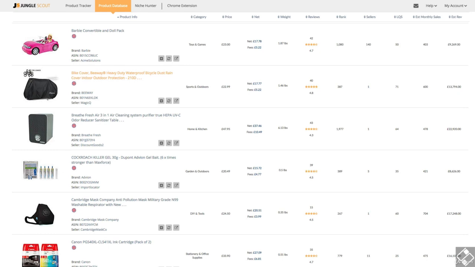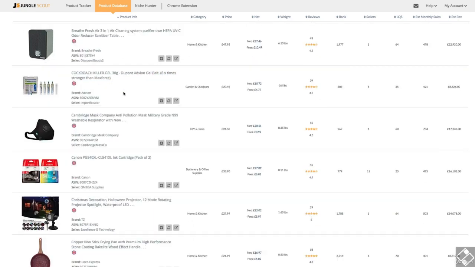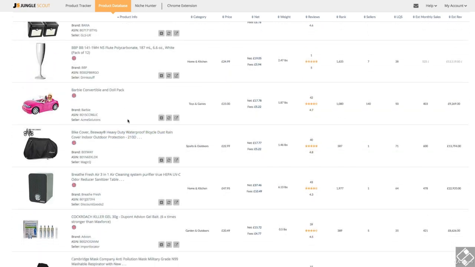And I can sit here all day. I missed over this bike cover as well here. B-Way bike cover, heavy duty waterproof, bicycle dust rain cover indoor. Perfect product for us. $22.99. They're selling 600 of those a month and making just shy of 14 grand a month on a bike cover. That'll fold up into a little bag. You get hundreds and hundreds of them in a good box. Perfect product there.